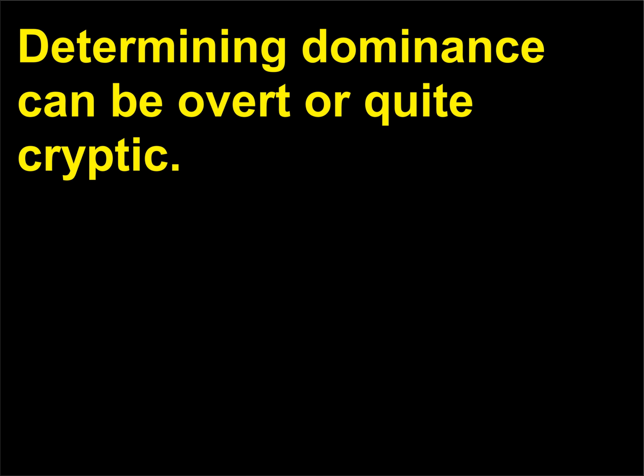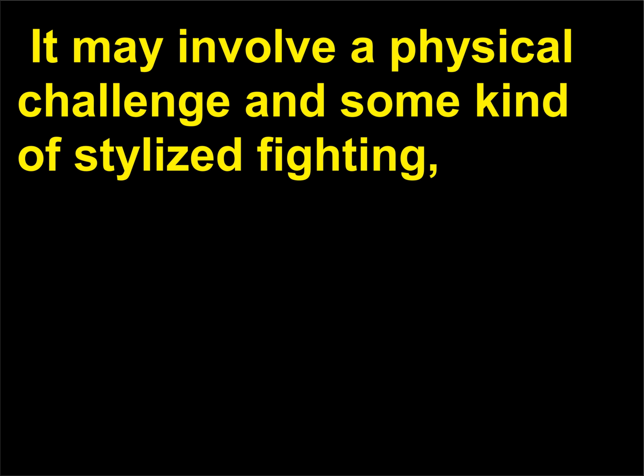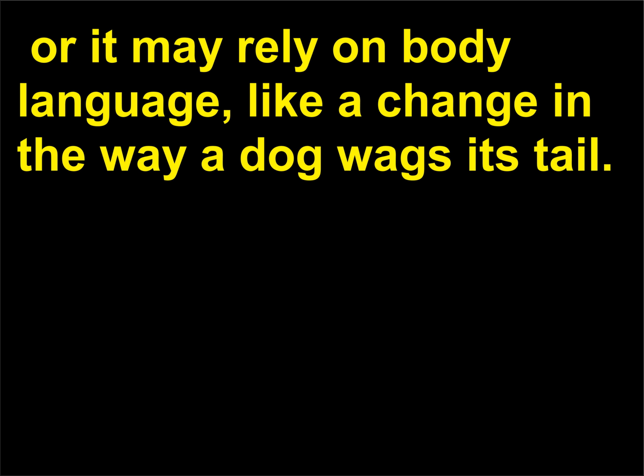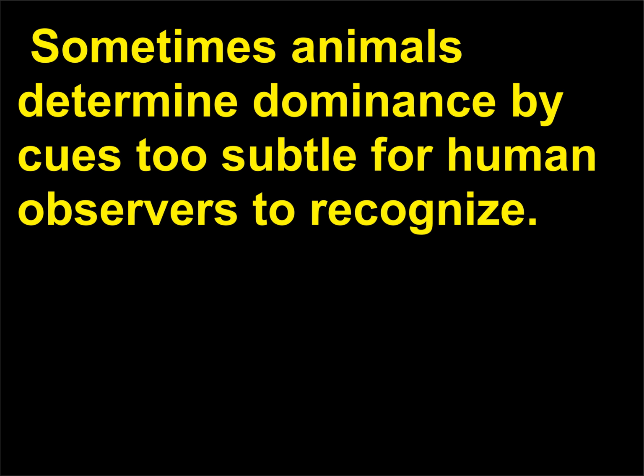Determining dominance can be overt or quite cryptic. It may involve a physical challenge and some kind of stylized fighting. Or it may rely on body language, like a change in the way a dog wags its tail. Sometimes animals determine dominance by cues too subtle for human observers to recognize.